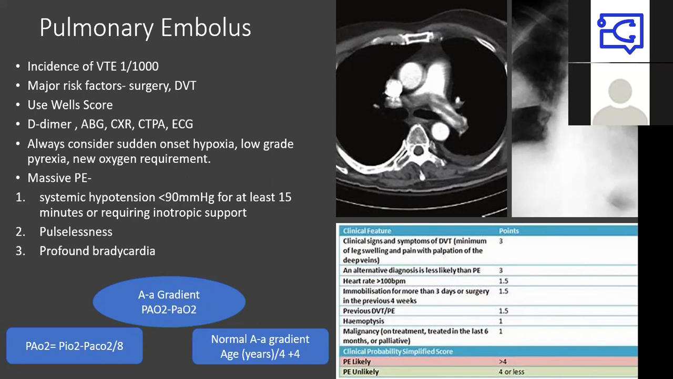If you have a raised gradient, where I've got the oxygen coming into the alveoli but hardly any of it is moving into the arteries, then this must mean there's usually one of 2 or 3 things. There is a VQ mismatch, of which PE is probably the most important one to think about. This is where I've got air going to the alveoli, but no blood flow.